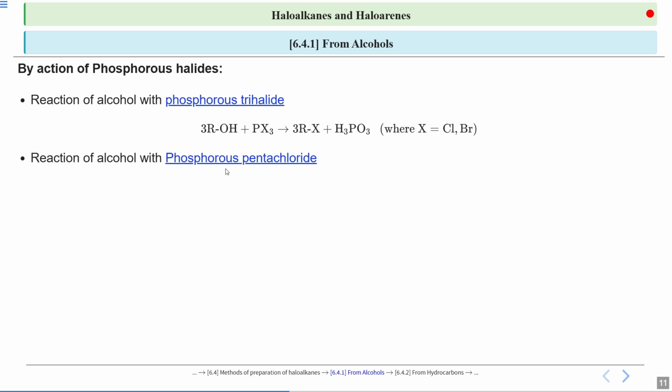The reaction of alcohol with phosphorus pentachloride is another method. So you can react the alcohol with either phosphorus trihalide or phosphorus pentachloride. In the trihalide case, observe that the halogens you are using are only chlorine and bromine, and in the penta case, phosphorus pentachloride is the only case you are using. So ROH, one molecule, reacts with PCl5, phosphorus pentachloride, and you will get RCl plus POCl3 as a side product plus HCl, hydrochloric acid.